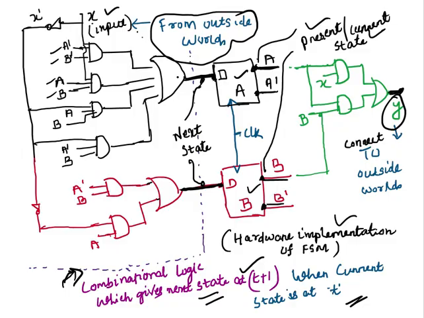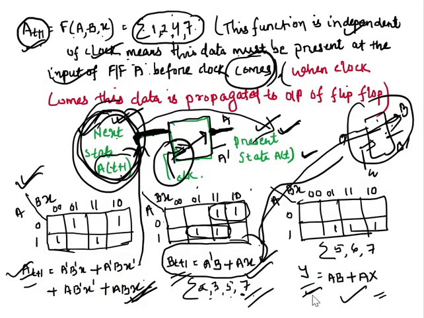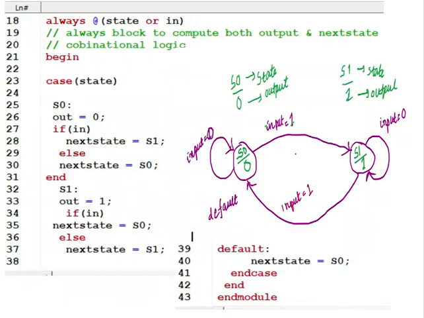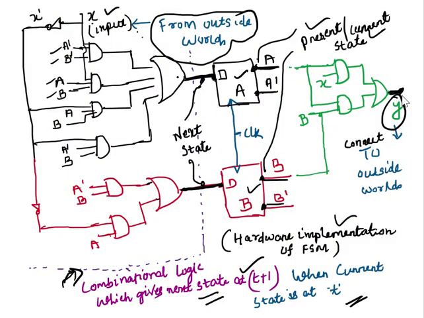Here we have solved the logic: Y equals AB plus AX, and this output is connected to the outside world. That means it interacts with the outside world, and the logic for this one is this one. This A is this one, and this B is this one. So this is the hardware implementation of this FSM.